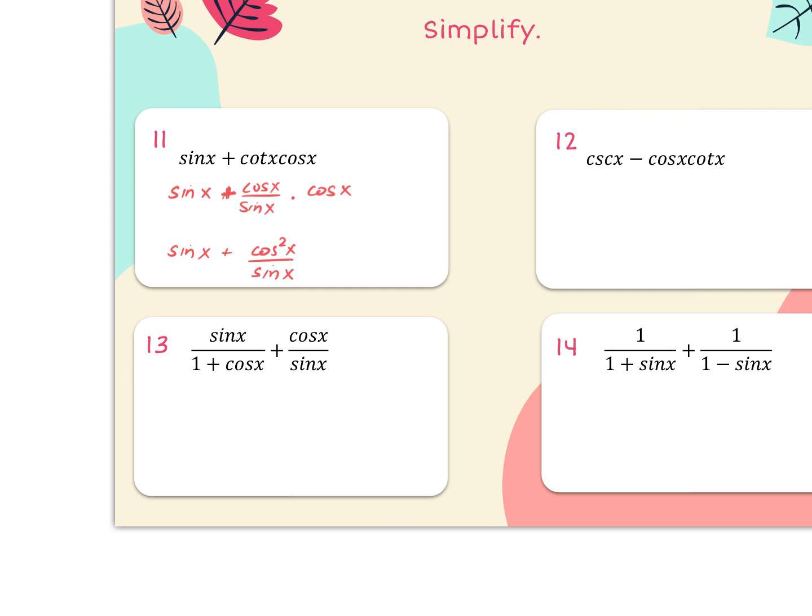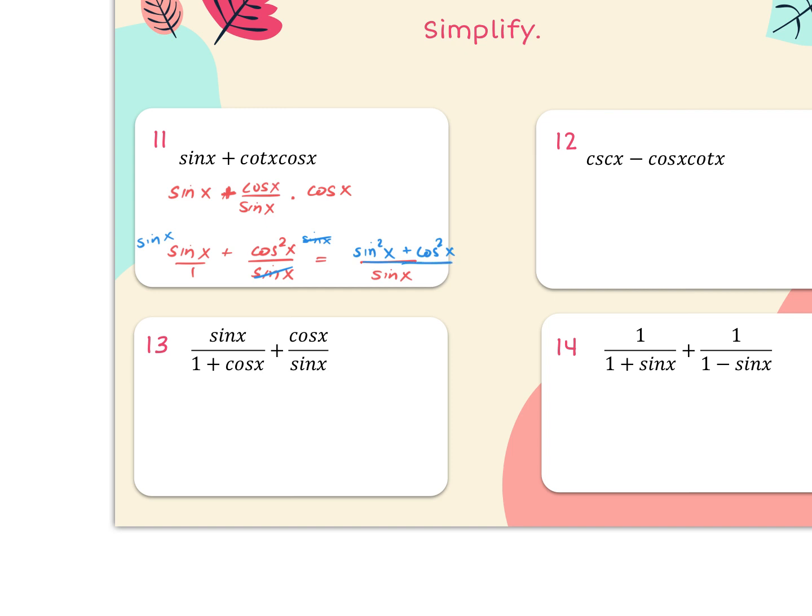Maybe what I'm going to want to do here is add these two together. And for me to add these together, remember that I have to give them a common denominator. In this case, the least common denominator is going to be sine of x. And what I'm going to do is multiply the left side by the sine of x. Okay? So when I do that, the left side is going to become sine squared x. And the right side is going to just stay cosine squared of x. And so now I'm here.